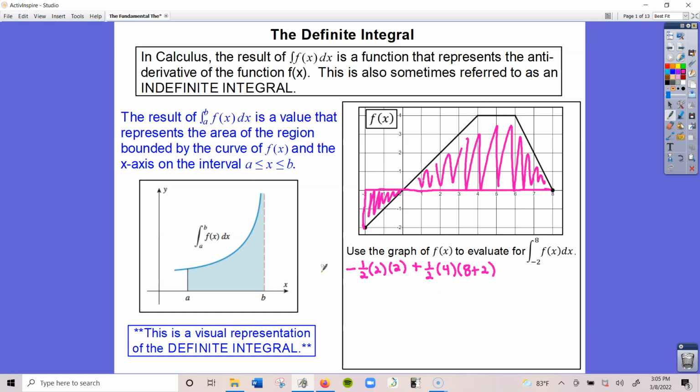So now that I've set up my area, I'm going to go ahead and figure out what this number is. We have here -1/2 times 2, which will cancel, and we're left with the 2, so -2, plus 1/2 times 4 is 2, times 8 plus 2, which is 10. And this gives me -2 plus 20, which is equal to 18. So this is the value of this particular integral.